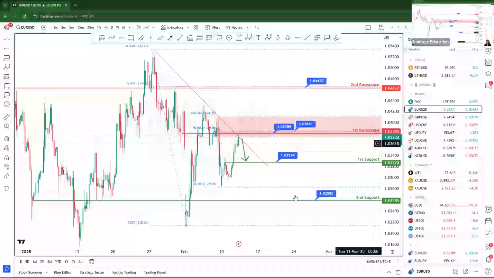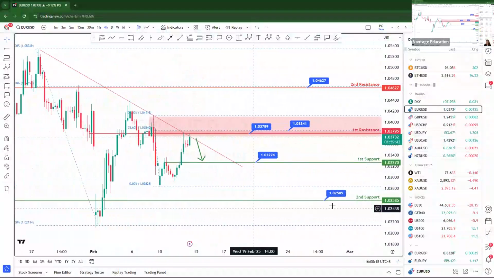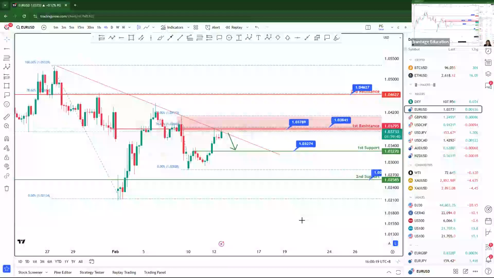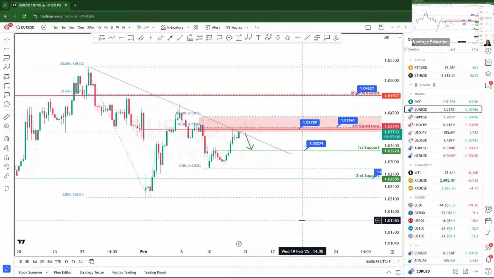Okay, you can see there's a rejection already. So this is the level. Okay. What time frame is best for entry?